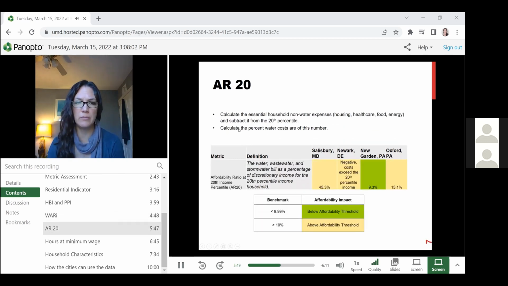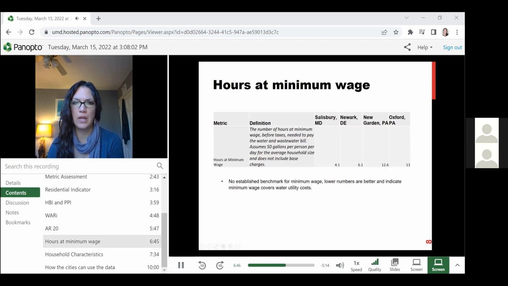Again, median household income is just sort of a lumped aggregate measure that doesn't get at what particular households may be bearing. The AR20, the affordability ratio at the 20th income percentile. Again, this is the 20th percentile, looking at those lower brackets of income. This is the percent water costs of the 20th percentile income. So as you can see with Newark, the percent exceeded the affordability threshold. Oh, I'm sorry, Newark was well above, and same thing with Salisbury, Maryland, and Oxford. New Garden, again, was below the affordability threshold. So that ratio to the lowest 20th percentile indicated that it wasn't too high. The others were high.